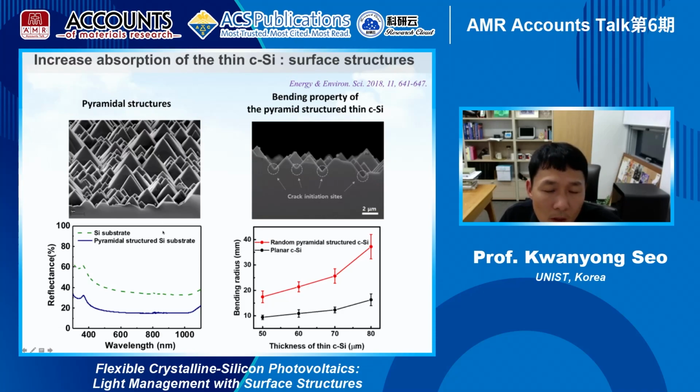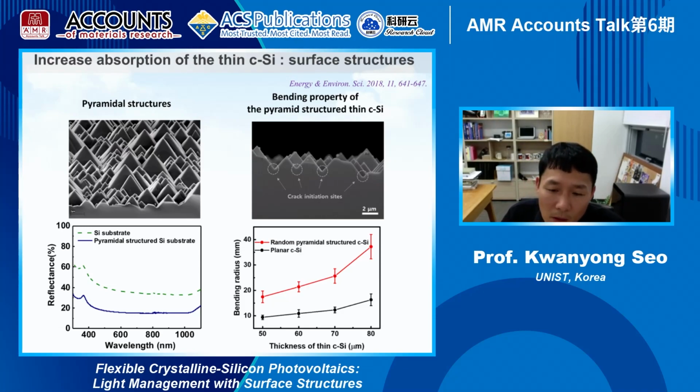By simply applying pyramidal structures, we can significantly reduce the surface reflectance, as you can see in the left bottom figures. However, in the case of this pyramidal structure, there are many crack initiation sites between the pyramidal structures. This crack initiation site could be a problem when we do the bending. Starting from this crack initiation site, the silicon substrate itself can be broken through the bending process.